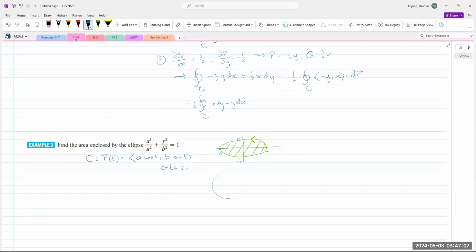But then you stretch that horizontally by a factor of a. That's why you put that a here, and stretch that vertically by a factor of b. Okay. Now then, from here, what is r prime t? r prime t is (negative a sine t, b cosine t).